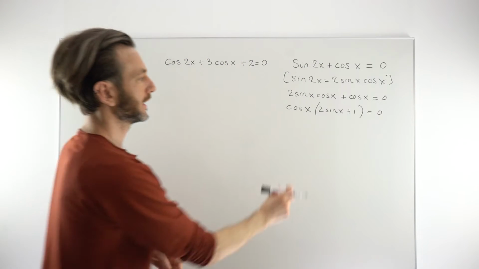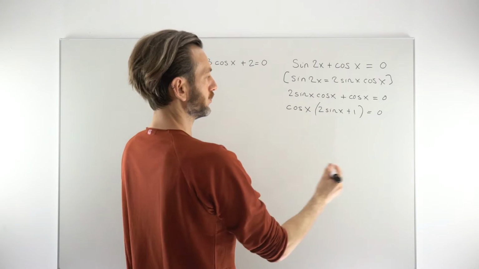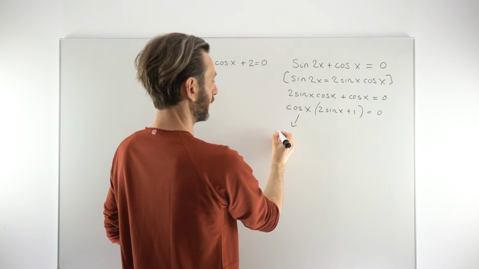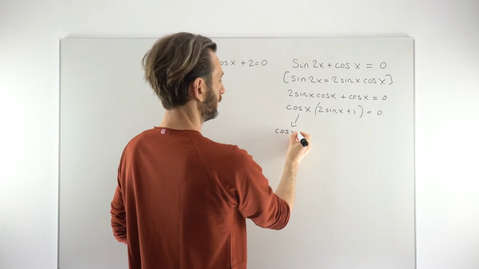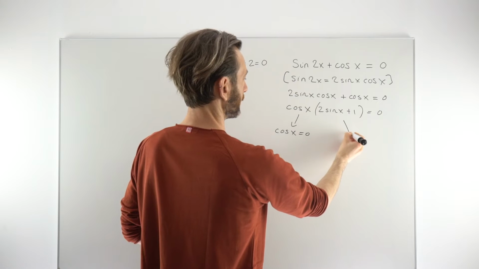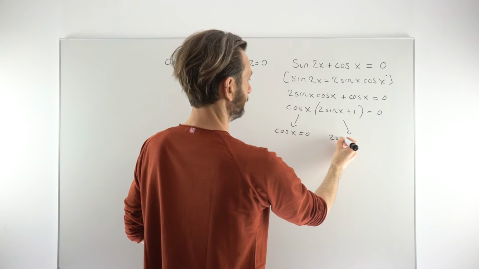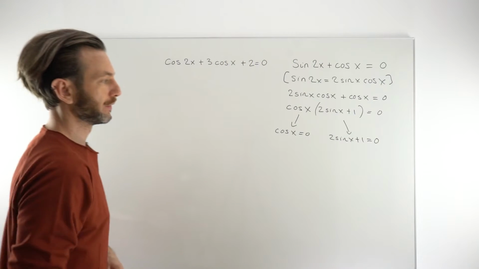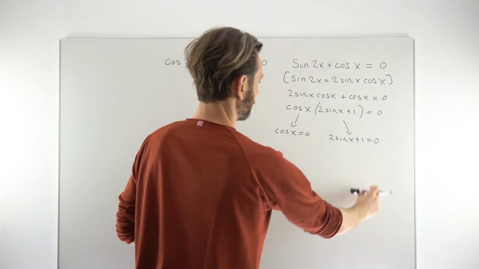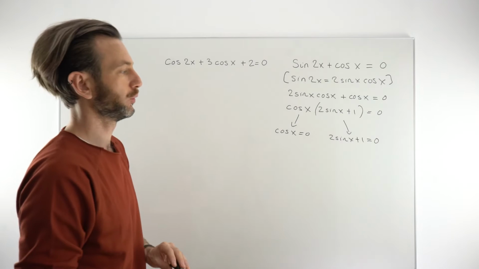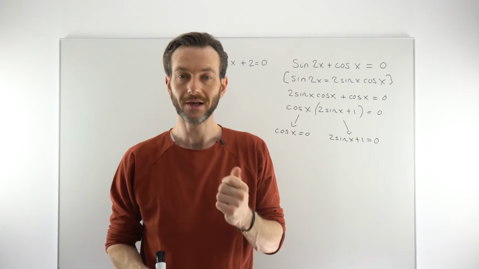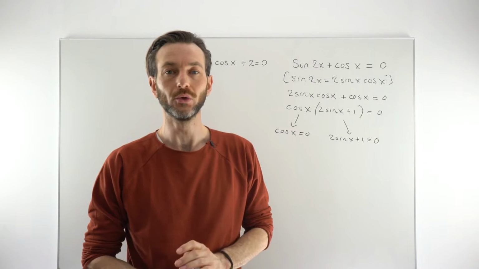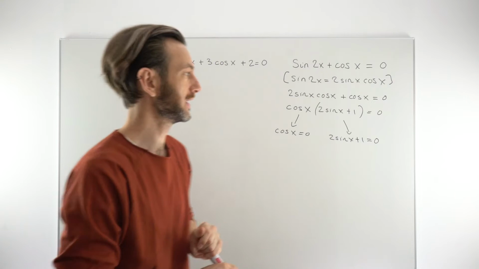And then we're just going to take these and split them off into two equations. So for this one, we get cos x equals 0, and for this one we get 2 sine x plus 1 equals 0. Then basically we've just got to go ahead and solve these equations. How you solve those equations will depend on whether it's a calculator or non-calculator question. It will depend whether you're in degrees or radians.